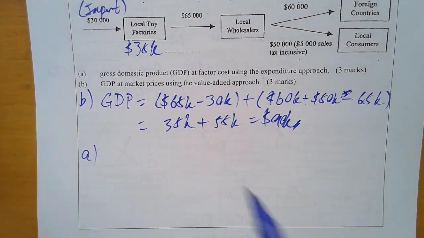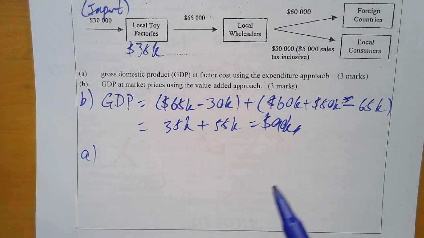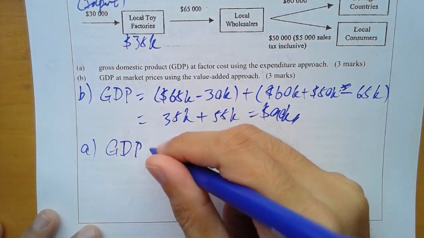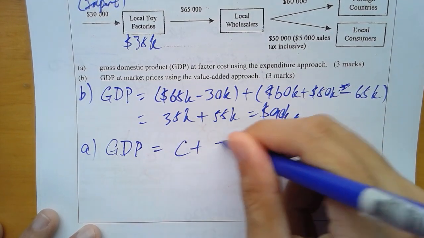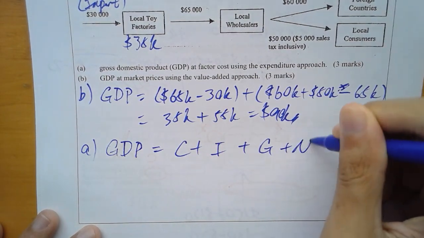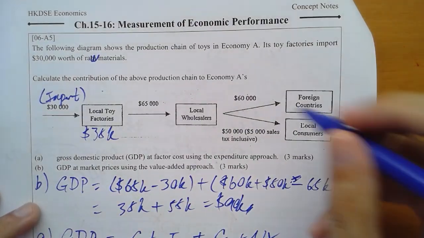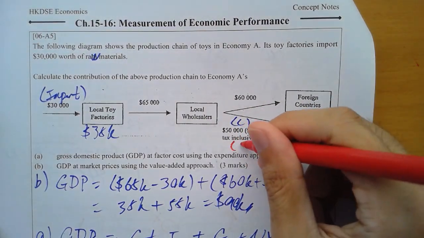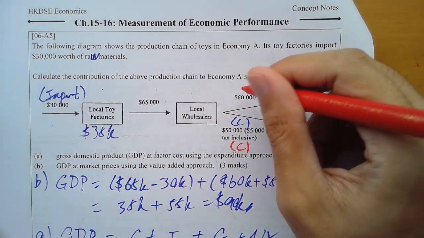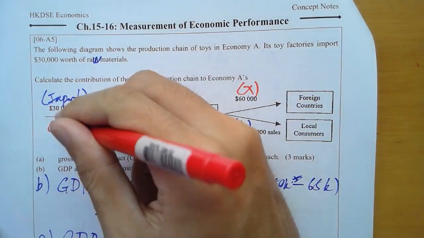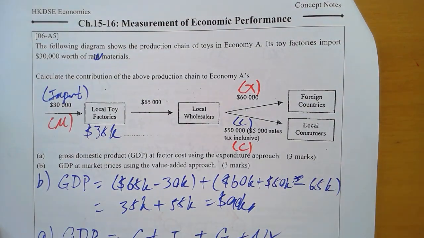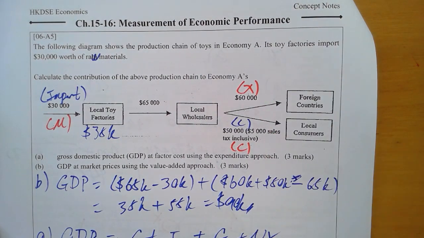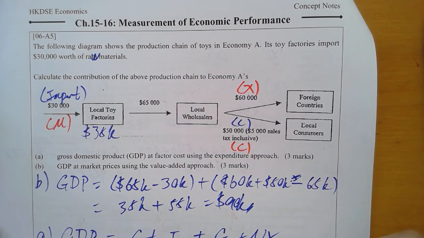This is a market price, right? So, A, GDP at factor cost using the expenditure approach. Again, format matters. GDP equals C plus I plus G plus X minus M. Then identify. This is our C. Let's use red. Now this is our C. Local to foreign, this is our X. This is M, right? It equals this guy, 50K plus 0 plus 0 plus 60K minus 30K.